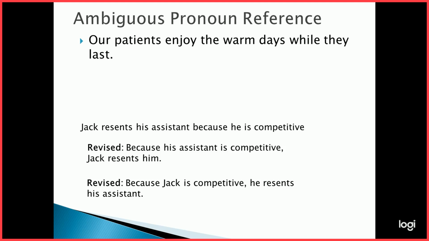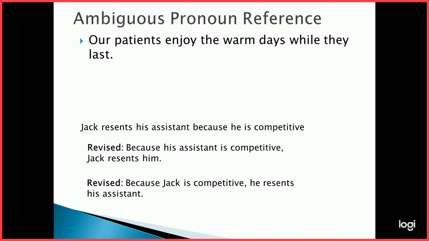So, ambiguous pronoun reference. We're going to look at the Jack example at the bottom here first. A pronoun like he or she has a referent, a noun. So, Joe is a football player. He's a very good quarterback. The he refers to Joe, and it makes sense the way I said it.